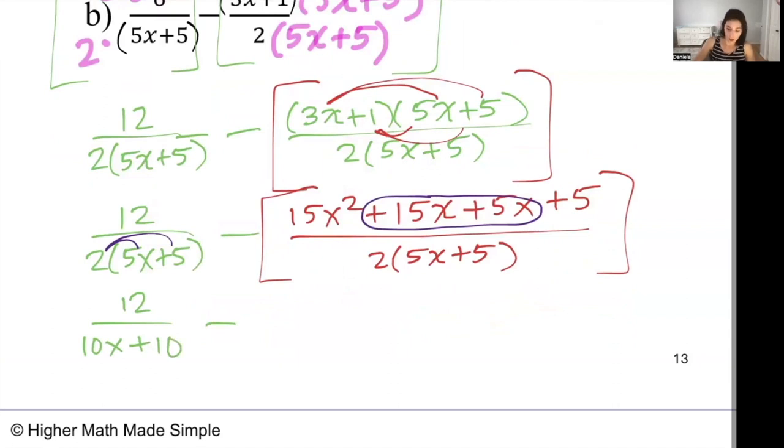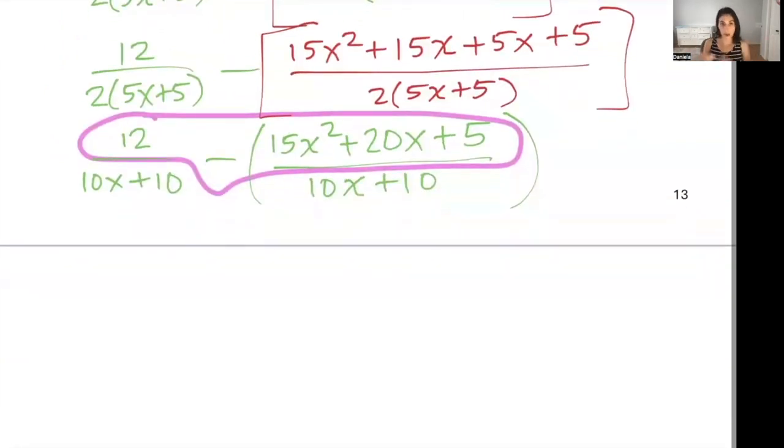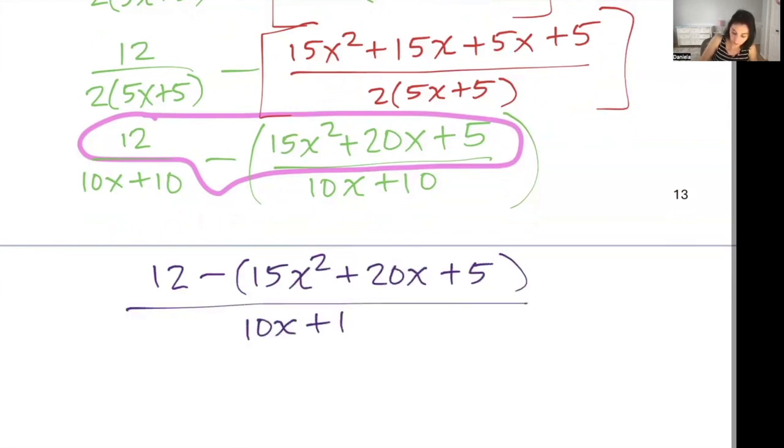Minus, again, we didn't subtract yet, so we're just simplifying. That's 15x squared, 15x plus 5x, so that would be plus 20x, and then plus 5, right? So now that we have common denominators, you combine the numerators, so that's going to look like 12 minus this entire numerator, so it should be in parentheses, right? And then all over 10x plus 10.